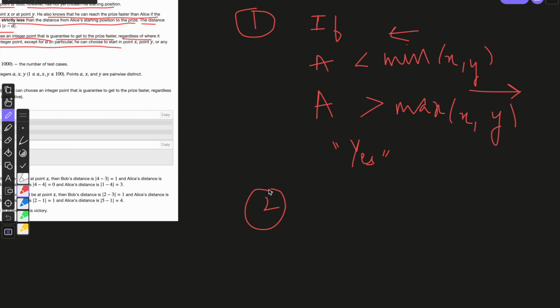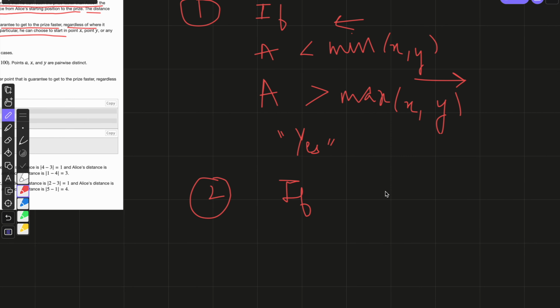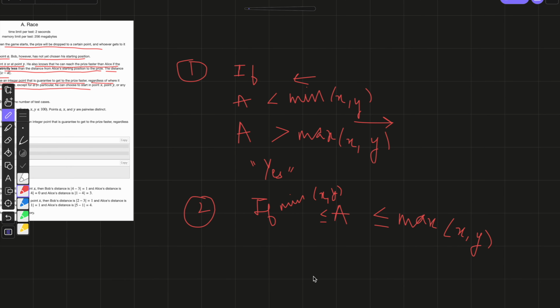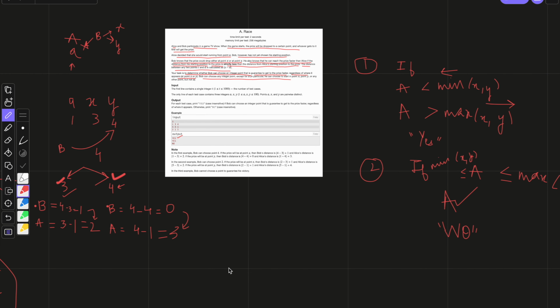And else, if Alice's position is less than or equal to the maximum of x comma y, or greater than or equal to the minimum of x comma y, then Alice is going to win and we'll output no. Okay, so let's see the code for this question.